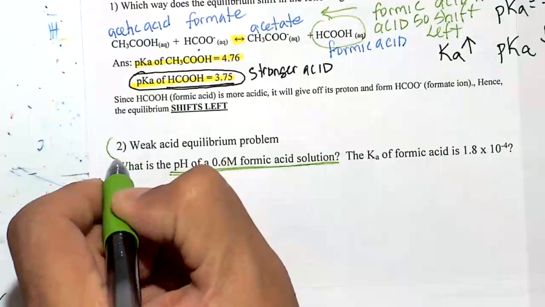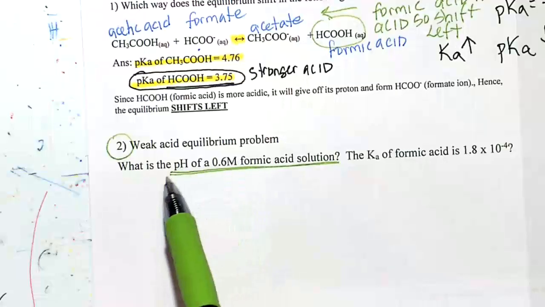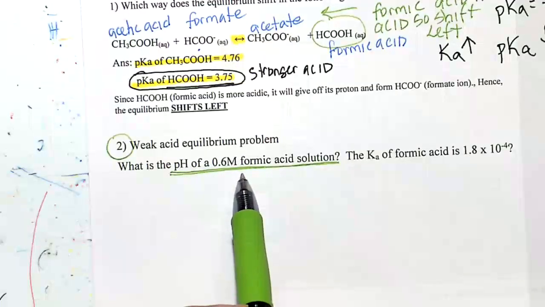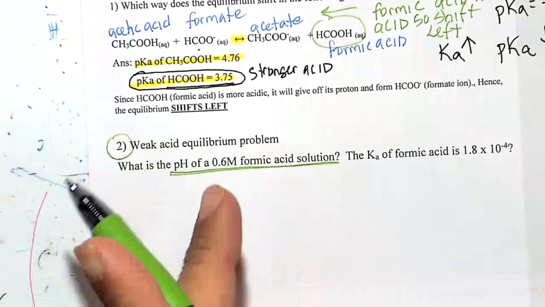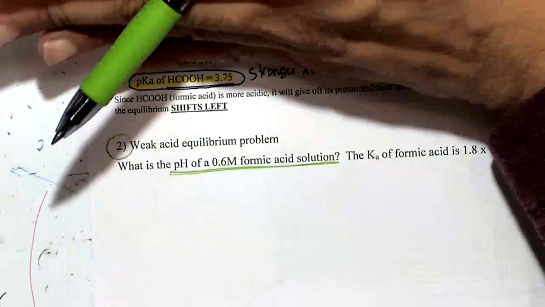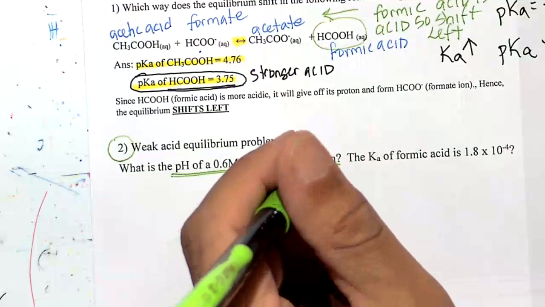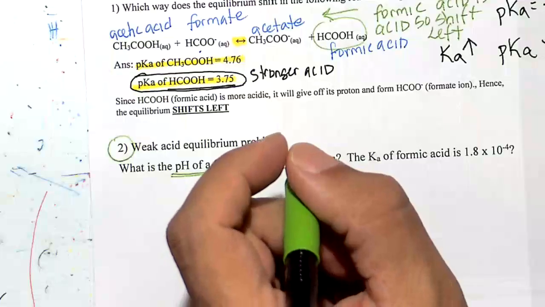No, this is a separate problem. So what is the pH? It's the pH of 0.6 molar formic acid. Okay, we're going to another problem here. Forget this, we already solved it. The pH of 0.6 molar formic acid. So is this a strong acid or a weak acid?